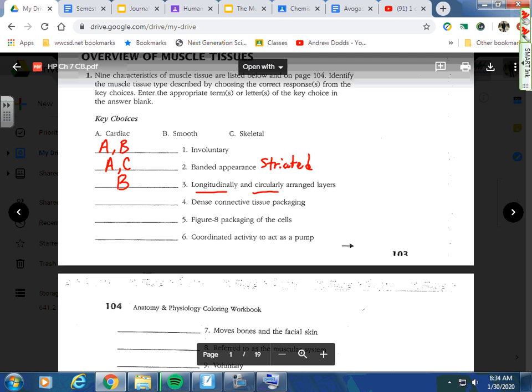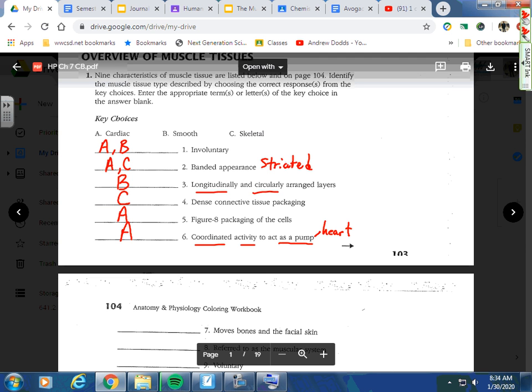Number 4 is going to be C, the dense connective tissue. We ran through those different layers of connective tissue in 7.2. I didn't really make you record the notes on them, but connective tissue is a large part of the skeletal muscle tissue. Number 5 is going to be A, and number 6 is going to be A. Coordinated activity, act as a pump. Definitely makes sense that that might be associated with the heart.